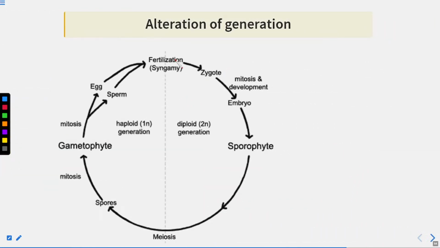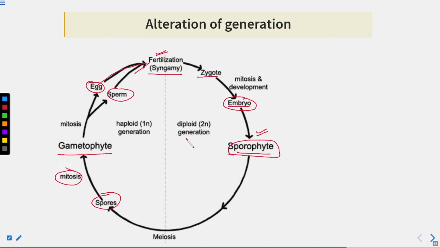So here is the alternation of generation. We can see the sporophytic plant undergo meiosis that gives rise to spores, and mitosis that gives rise to the gametophyte. Egg and sperm are present. When they unite, that is syngamy, fertilization takes place, the zygote is formed, and it gives rise to the embryo. It germinates in the seed, and again gives rise to the sporophyte. So here we can see the two phases, diploid and haploid.